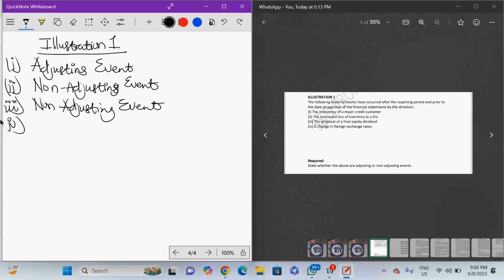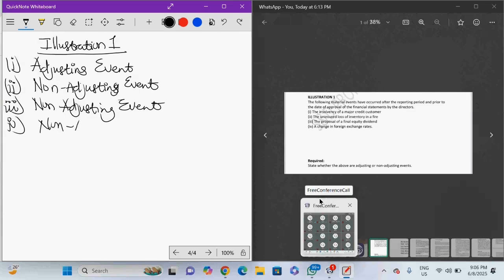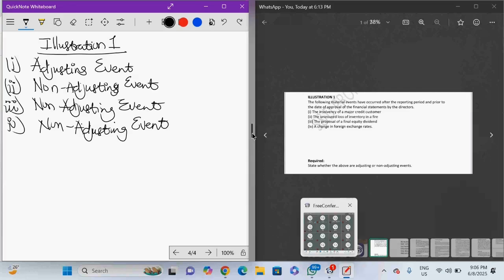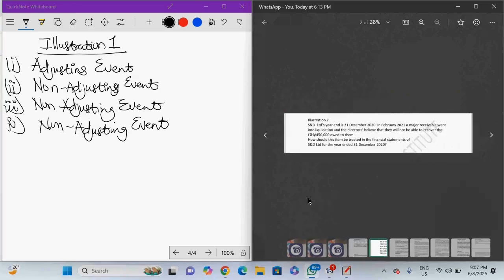Change in foreign exchange rate, adjusting event or non-adjusting event? Something is about principles. What does the rule say? The rule says that if evidence existed, it is an adjusting event. If the evidence did not exist, it is a non-adjusting event. Simple. It's about principle. If you are not disciplined, you cannot read accounting. So this is the first example.